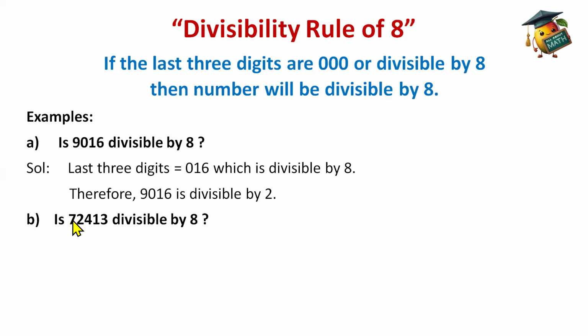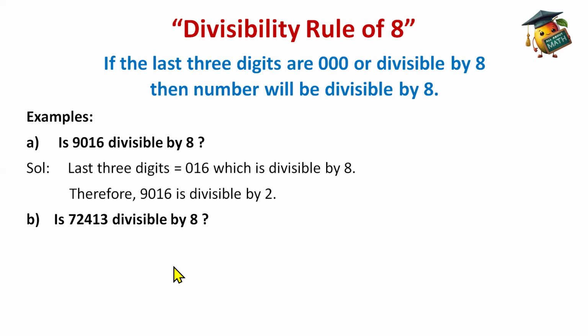Now B part, we have 72,413. Is this number divisible by 8? Again, check the last three digits. Last three digits are 413. This time you'll not be able to find out whether it comes in the table of 8 or not. So you just need to divide 413 by 8. If you get the remainder 0, then this number is divisible by 8. If you get some number in the remainder, then it means this number is not divisible by 8.